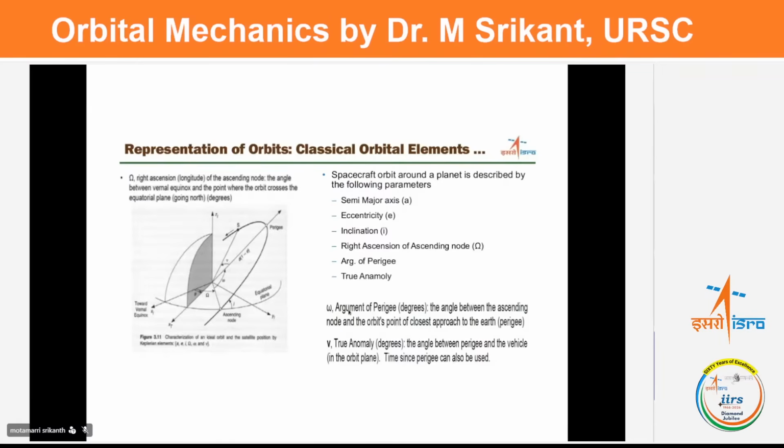So you can see that the argument of perigee, omega, is nothing but the angle between the ascending node and the orbit's point of closest approach to Earth, which is the perigee. Then true anomaly, in degrees, is the angle between perigee and the vehicle in the orbital plane. So what we are trying to say is, using the semi-major axis, all the 6 elements in the orbital plane can be defined for any SSPO orbit, sun-synchronous orbit or inclined orbits, and we can understand where the satellite is in the orbit. That's what we are planning to do here.